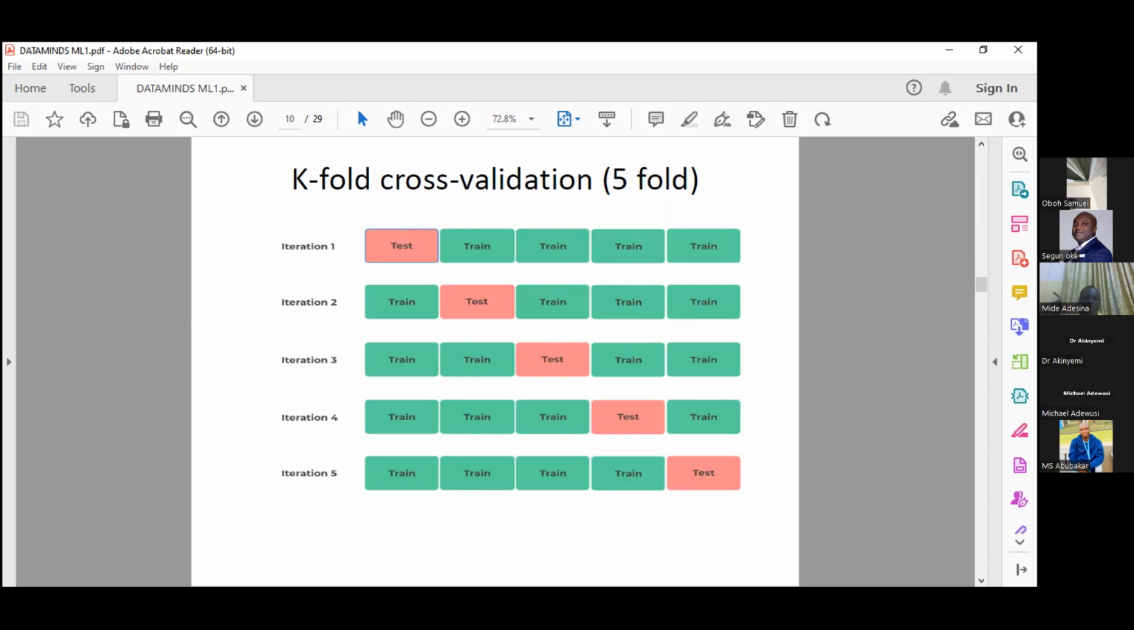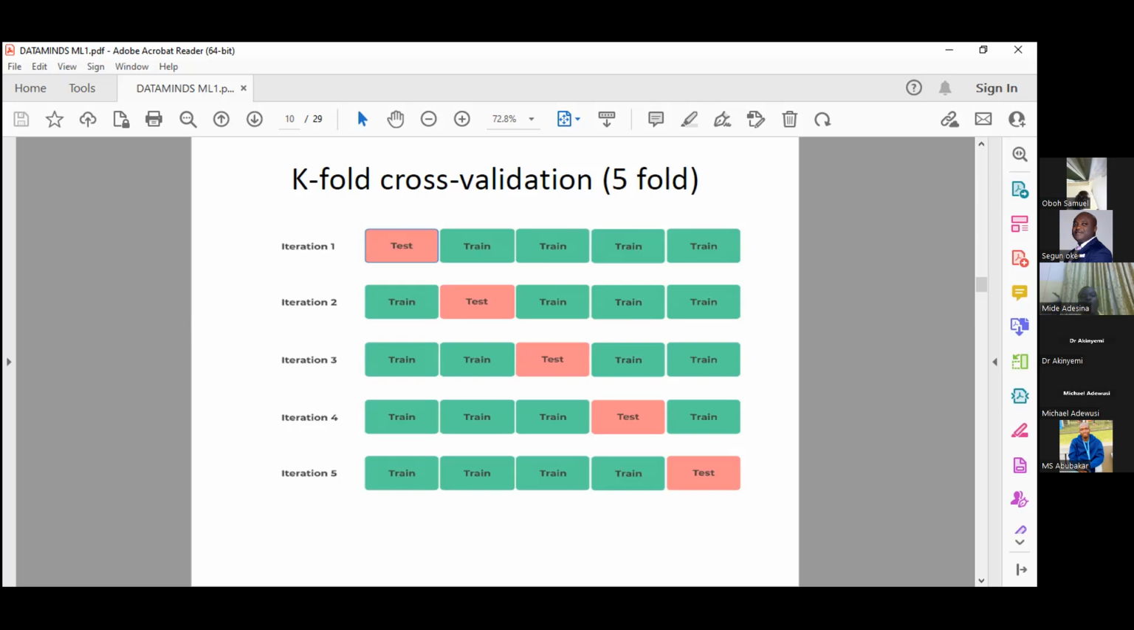So now we have k-fold cross-validation. Assuming we have 1,000 data points, and we choose K to be 5, that is 5-fold. That means each fold has 200. So the procedure is as described here. You are going to train on four folds and test on one fold. That is, you train on 80% and test on 20%.